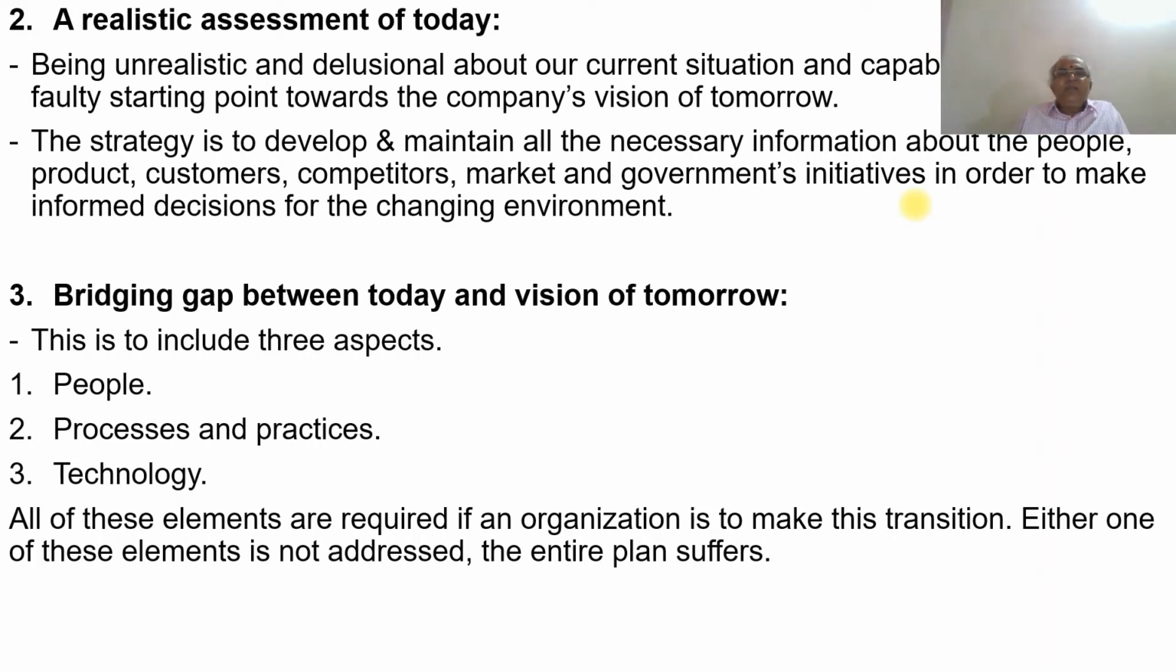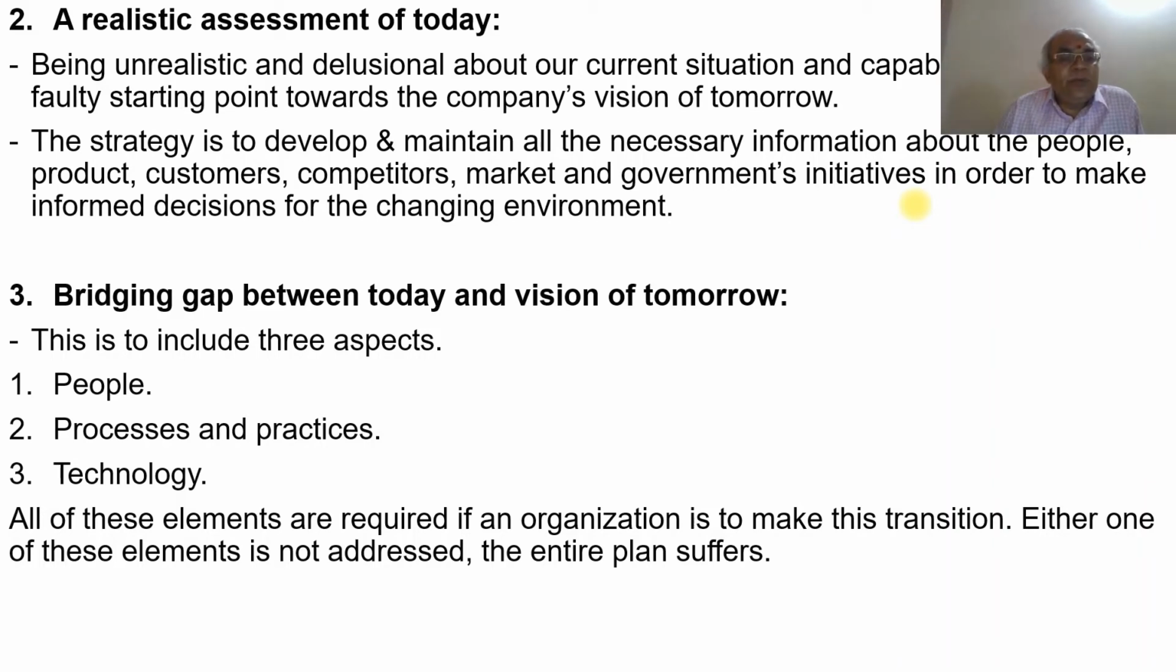So all this information has to be with you in the company, so that the company will grow toward the vision of tomorrow. Bridging the gap between today and the vision of tomorrow. This is one of the most important points in the PLM strategy.